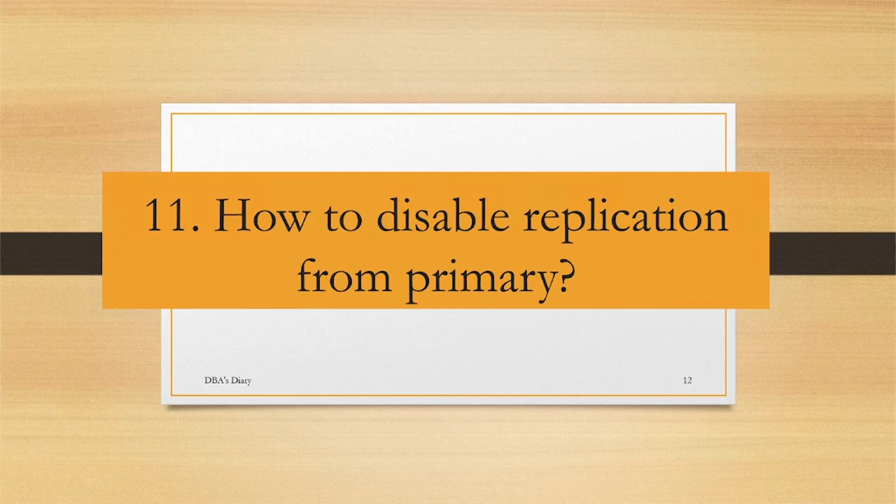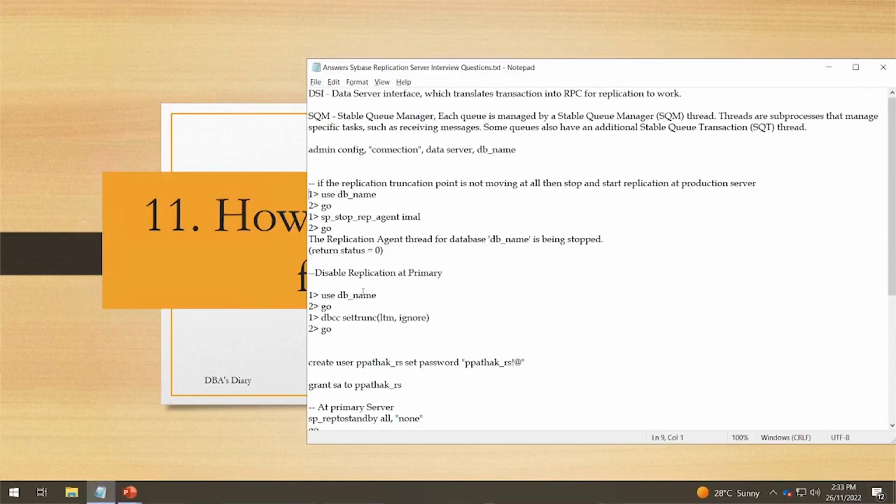Now the next question is how to disable replication from primary. First we saw how to stop it, and the second one we'll see how to disable it. Disabling is pretty straightforward. You can use the database name and then dbcc settrunc with ltm ignore. This will help you in disabling the replication at primary level.